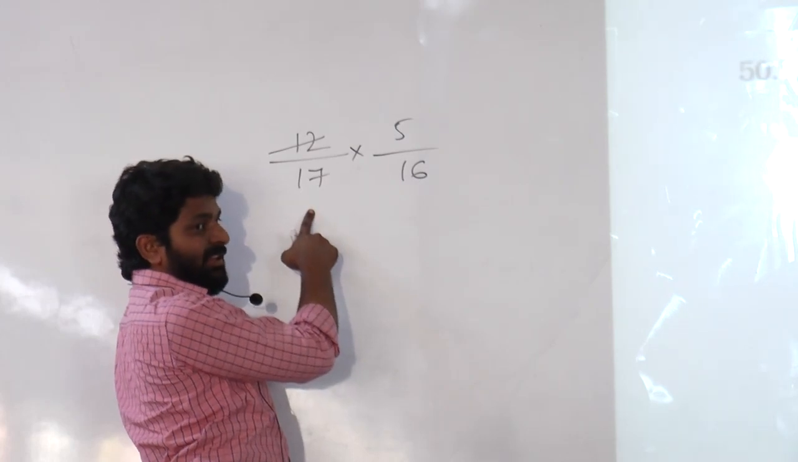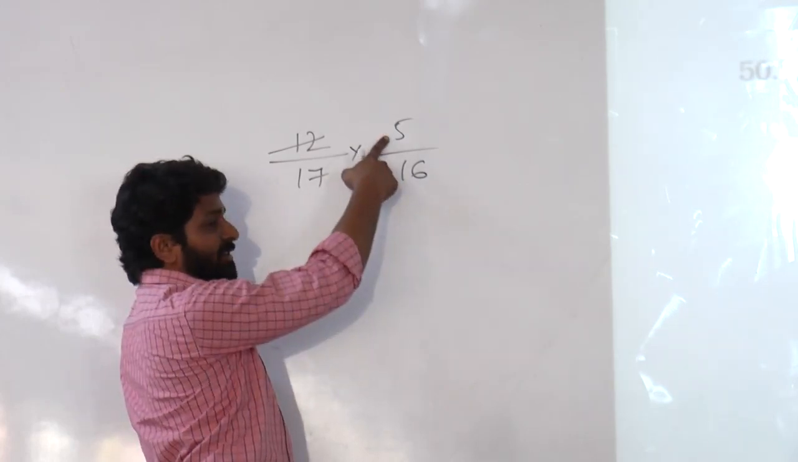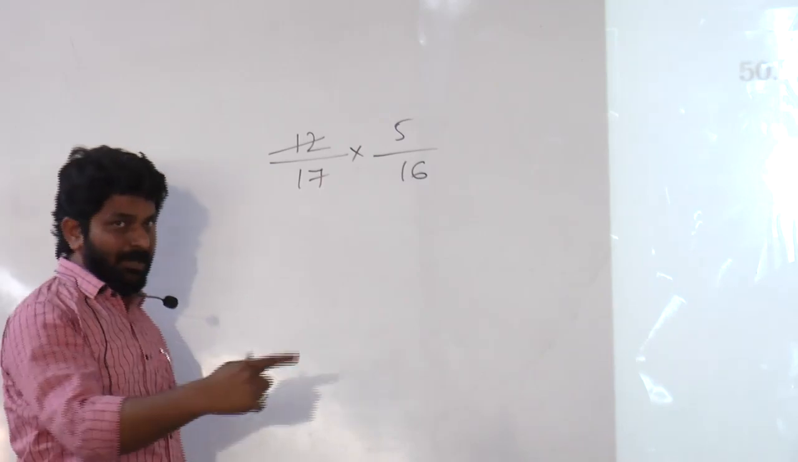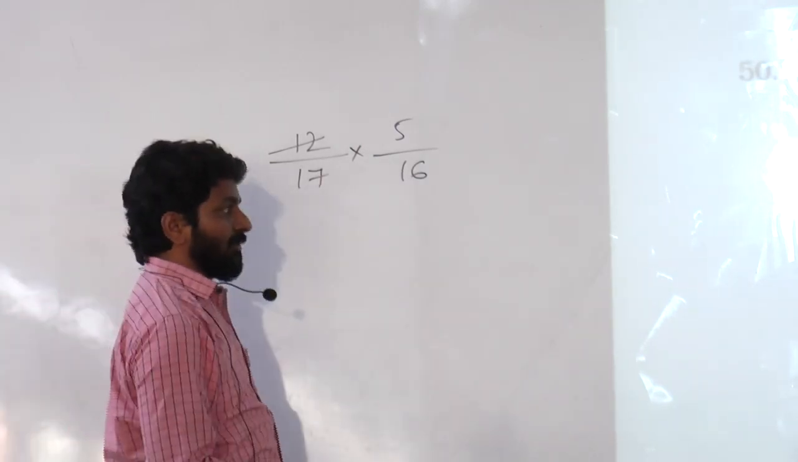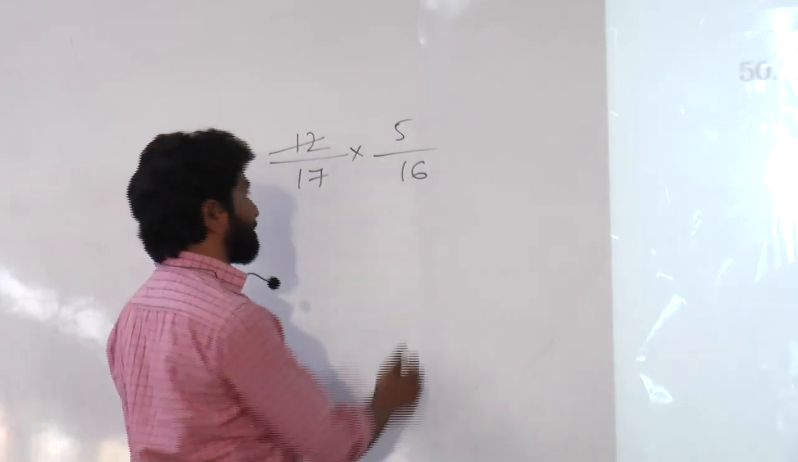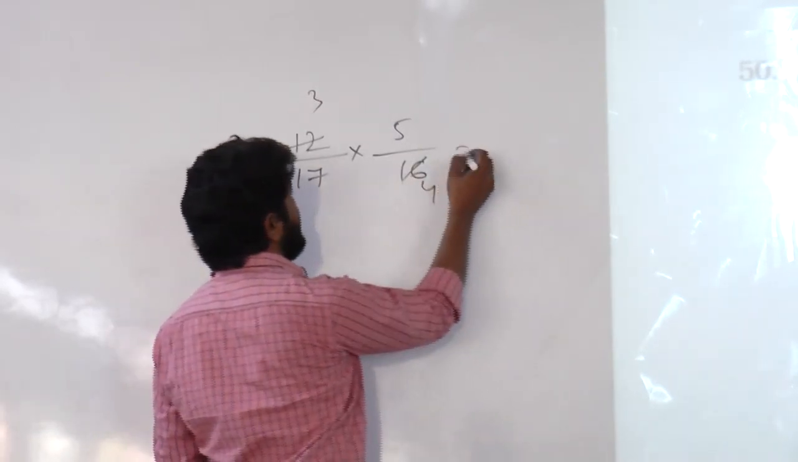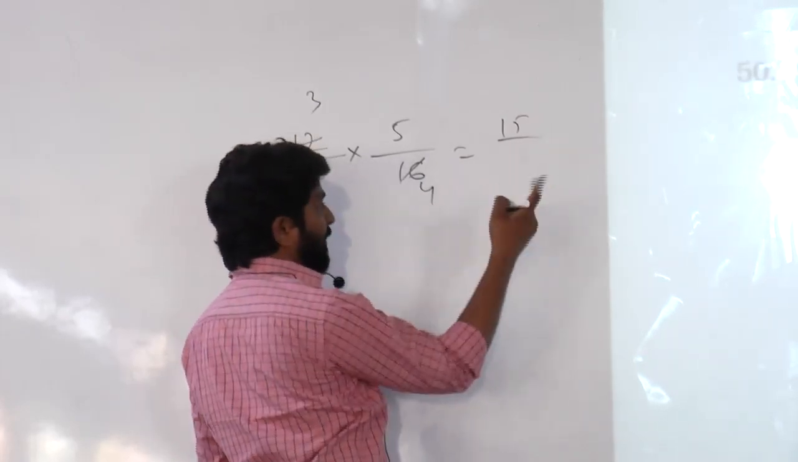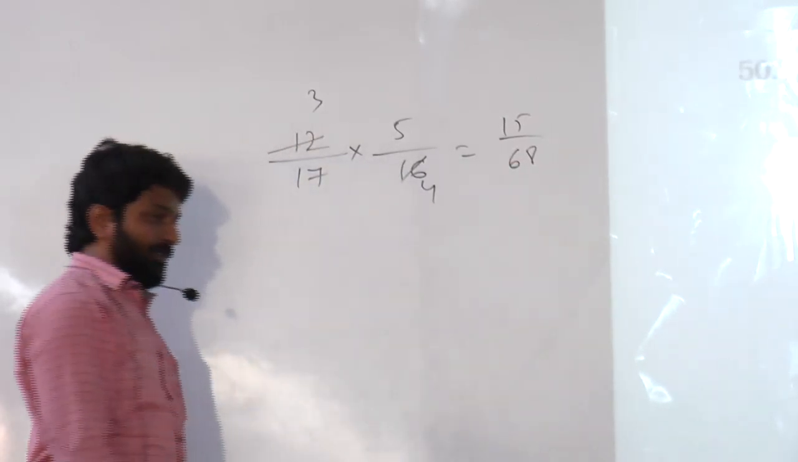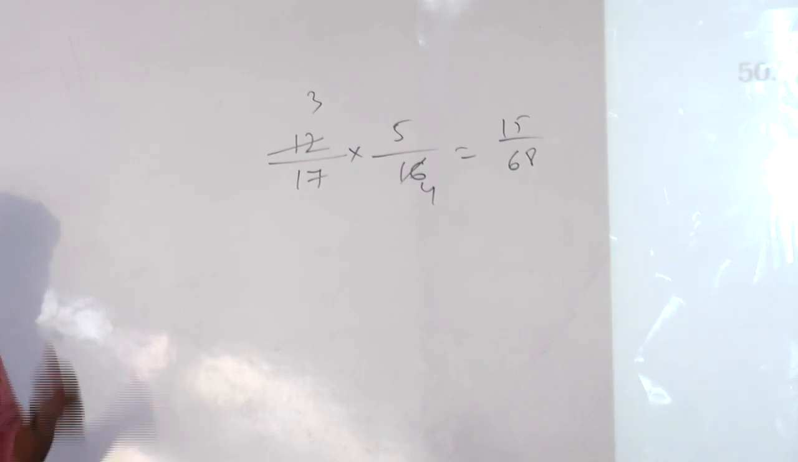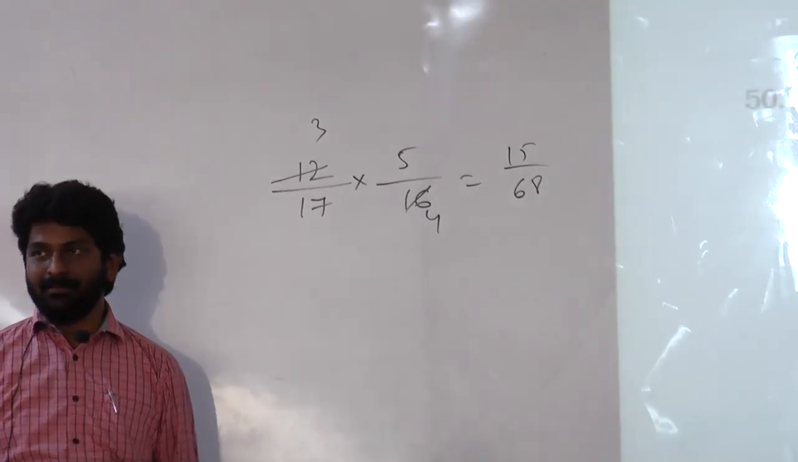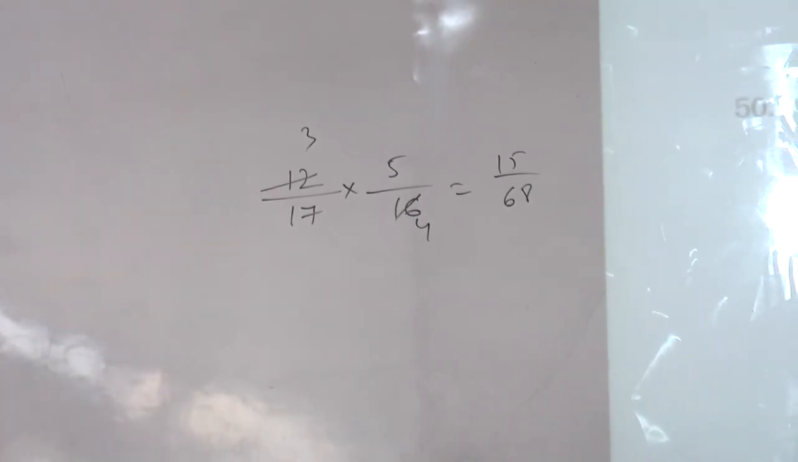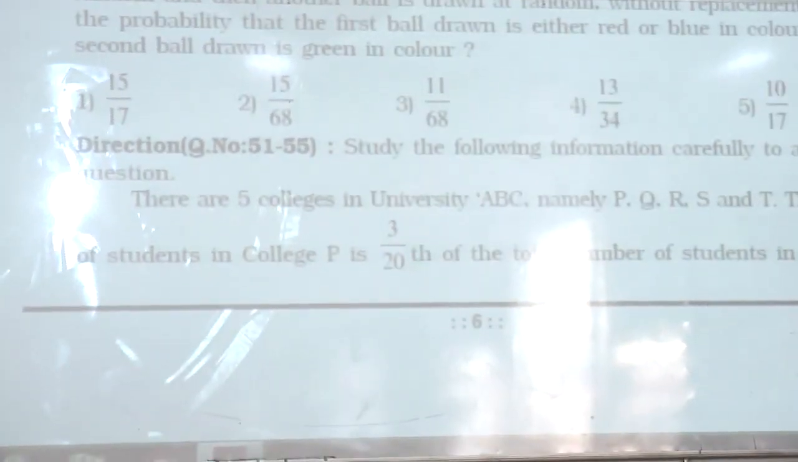You cannot cancel 17 and at the same time you cannot cancel 5. So the numerator must be a multiple of 5, the denominator must be a multiple of 17. Do it 3 times and then 4 times. 15 by 17 double 34, 68. 15 by 68. 17 4 times, 17 double and then double.